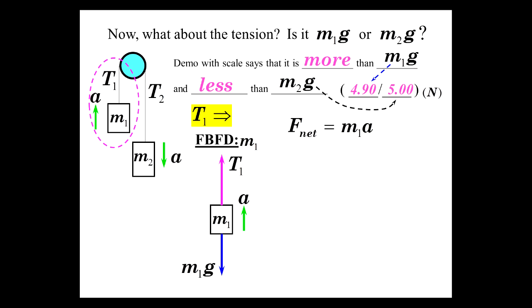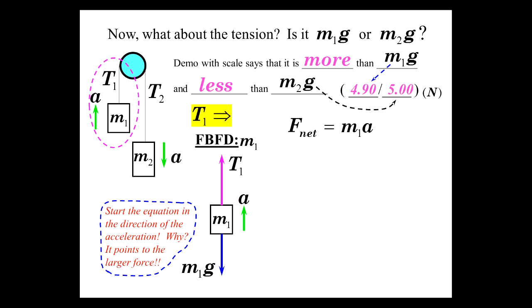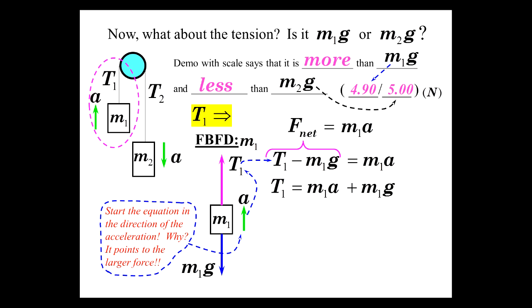So F net equals M1A for this object. Just by definition, the net force is its mass times acceleration. We need to start the equation in the direction of acceleration because it points to the larger force, which is T1. So here we're going to start our equation. Can you follow the path? So we have T1, the bigger force, minus the smaller force, and that is F net. And that's equal to M1A. So T1 equals M1A plus M1G, which is M1 times A plus G.